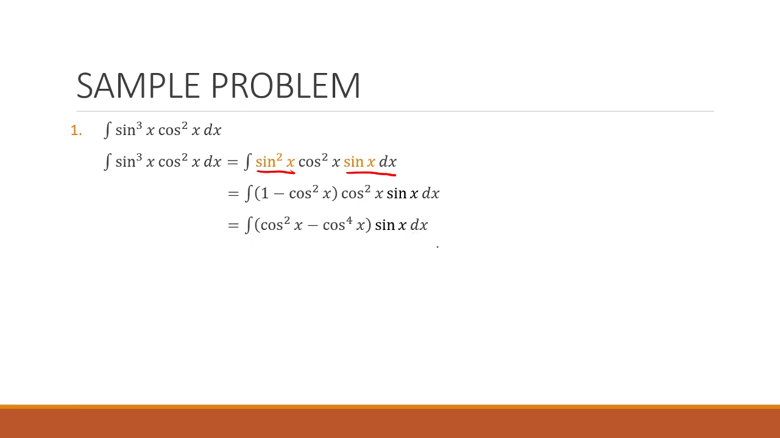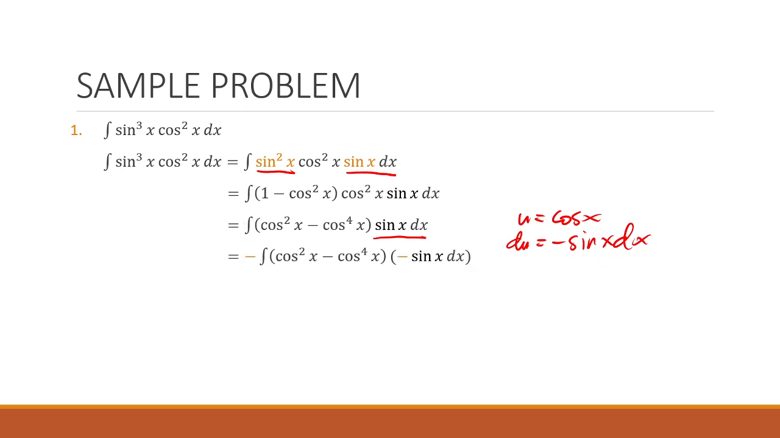And then, from here, apply u-substitution. Let u equal cosine x, for which du is what? Negative sine x dx. So we already have sine x dx. We just have to multiply by negative 1 to make it negative sine x dx, and of course, a neutralizing factor of negative 1.